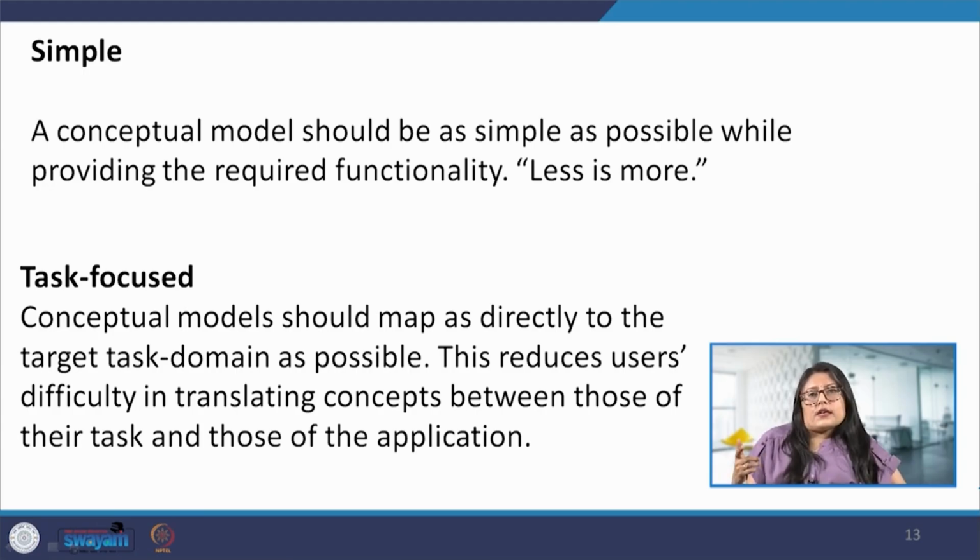But now if the designer adds more such hierarchies into it, that will make the application more complex than what the user was earlier expecting. The broad majority wanted only two hierarchies, but now there are more than that. So they will create some confusion. The other one is the task focused requirement, that models should map as directly to the target task domain as possible.